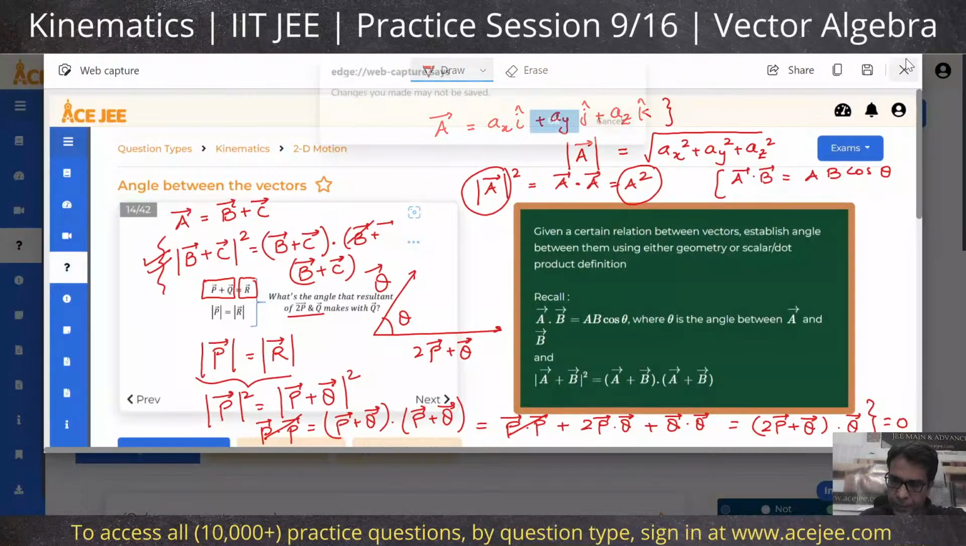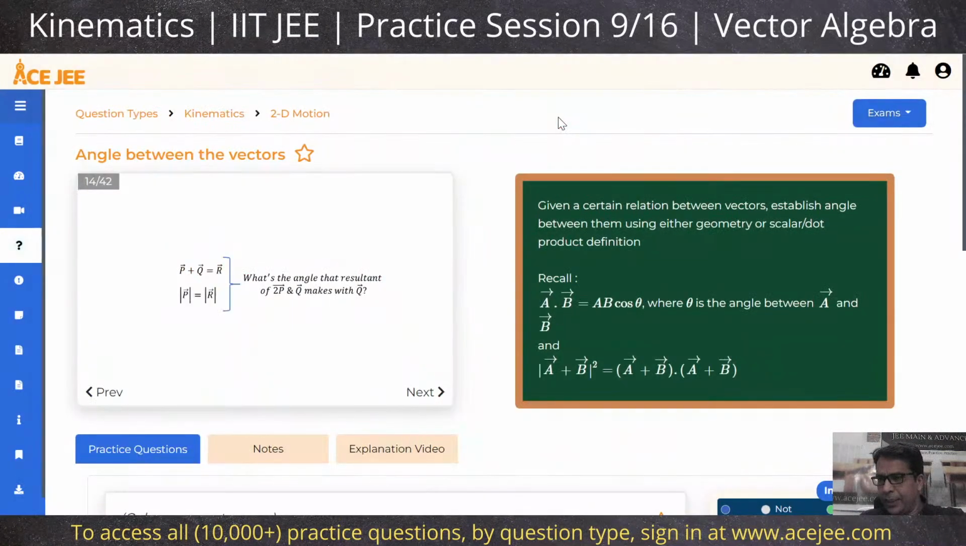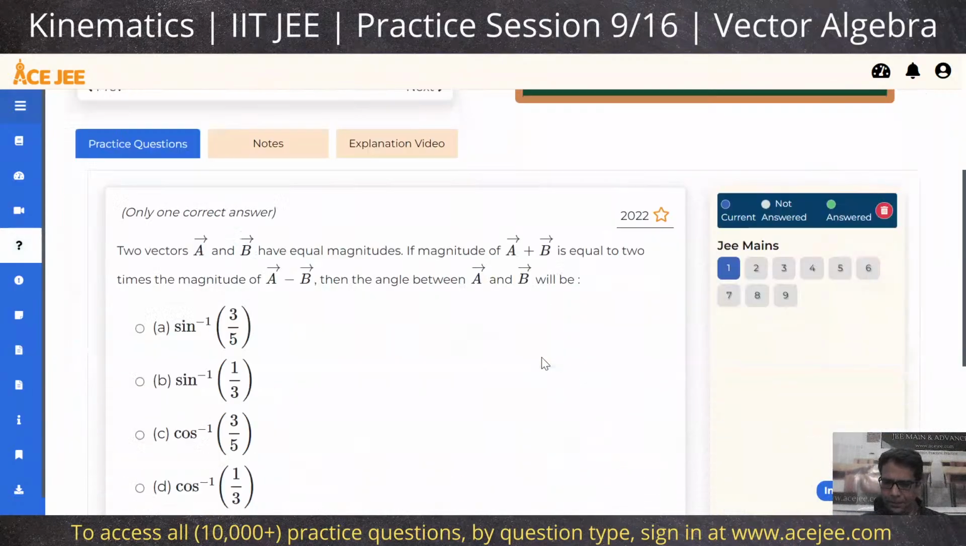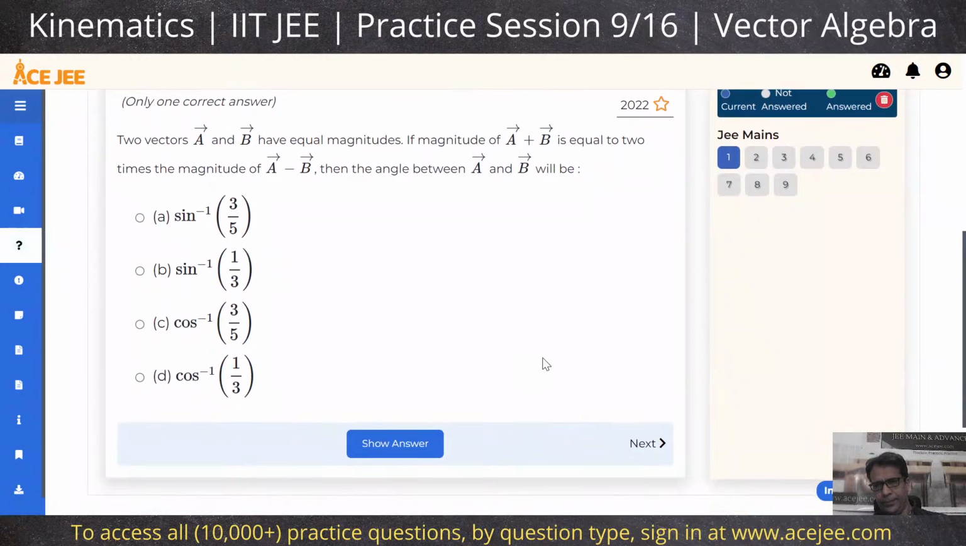So now today's target, if you can help me get there, is we would like to finish off 20 questions on vectors. Around 10 questions wherein you'll be asked to determine the angle between the vectors, and then another 10 questions requiring the use of general vector algebra. So let's get started. We'll start with the JEE Mains questions here, so let's begin.